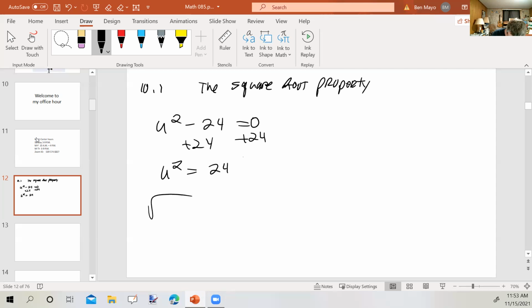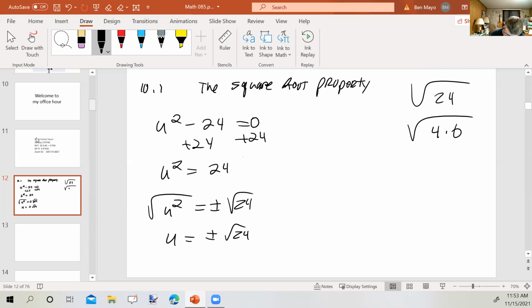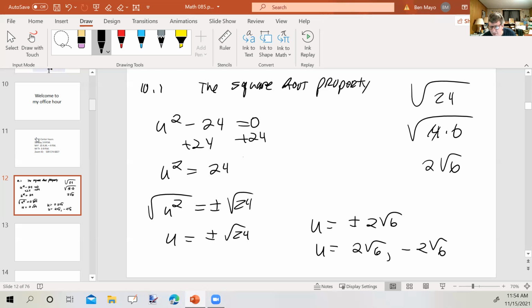U squared equals 24. So now we've got a perfect square on the left containing a variable and a constant on the right. Taking the square root of both sides, don't forget the plus or minus. U equals plus or minus the square root of 24, but we can simplify that into 2 square roots of 6. So u equals plus or minus 2 square roots of 6. Recall in WebAssign, you'd have to write those as separate answers separated by a comma.